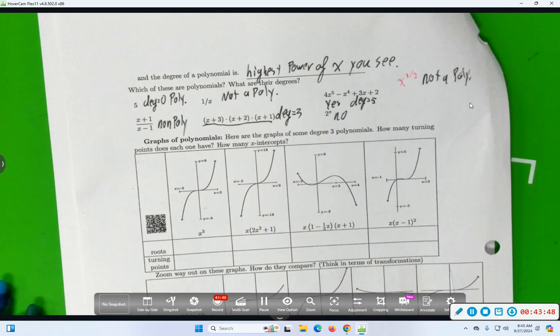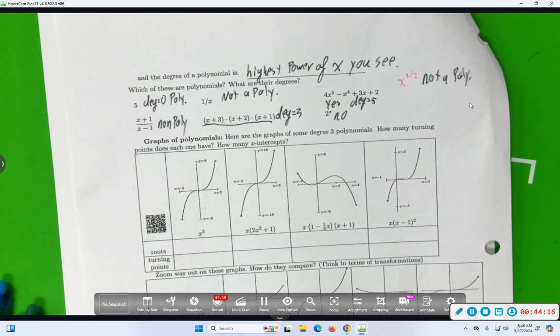All right, so I've done some identifying polynomials. What I want to do in this first bit of the packet is some graphing. We'll notice some patterns about polynomials. It turns out even as soon as the degree of the polynomial is 3, the graphs get a bit more complicated than their quadratic cousins. But you can still notice some patterns.